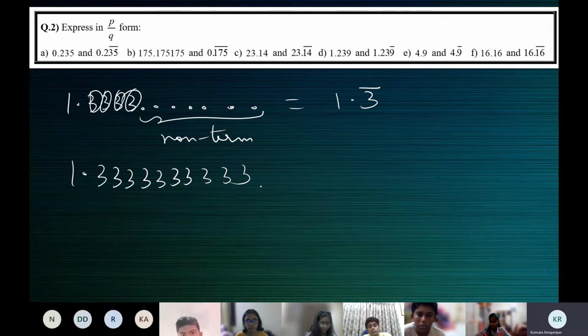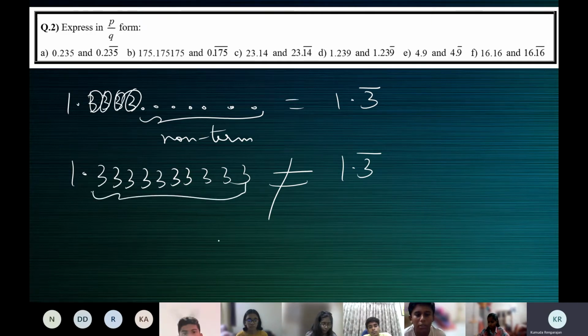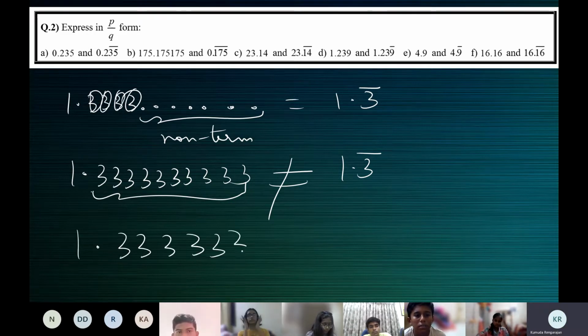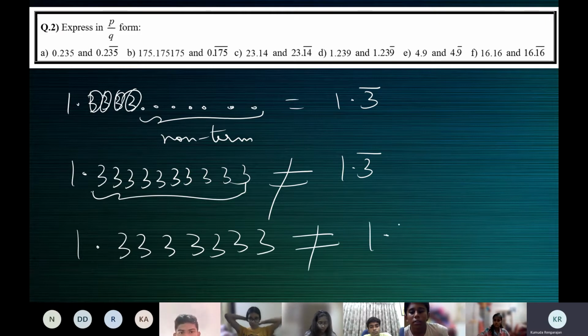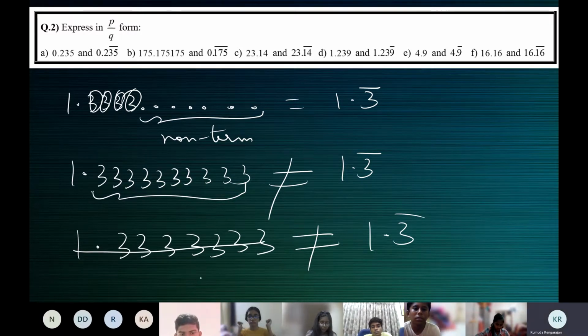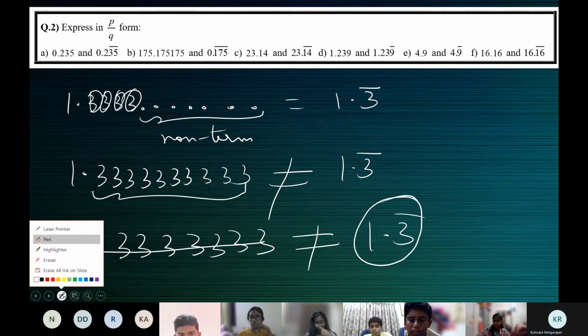This one is a terminating decimal and this cannot be written as 1.3 recurring because it doesn't recur. It stops here. I cannot write this one as this. This is a terminating decimal. Only non-terminating repeating decimals are written like this. Is that fine, children? Yes, ma'am.